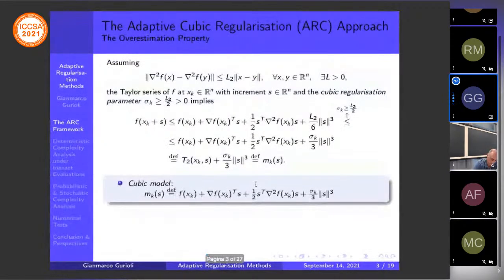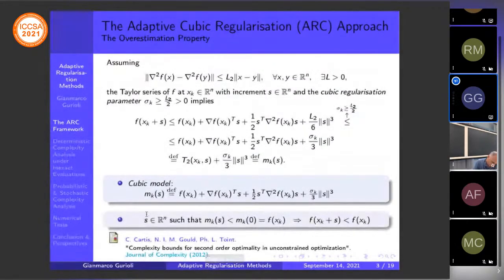The resulting scheme is somewhat specular to the probably more popular trust region approach, with which ARC shares the use of a model based on the Taylor series to approximate the objective function values in a neighborhood of the current iterate. But it then differs by adding a cubic regularization term and by approximately minimizing the corresponding cubic model to get a decrease of the objective function. In fact, each vector s such that the model at s is lower than the model at 0 gives a reduction of the objective function when moving from xk to the new point xk plus s.